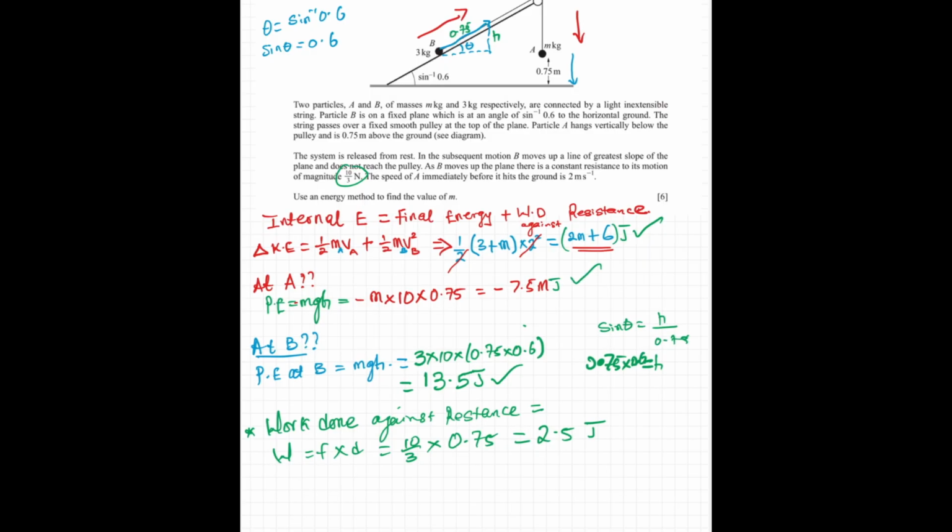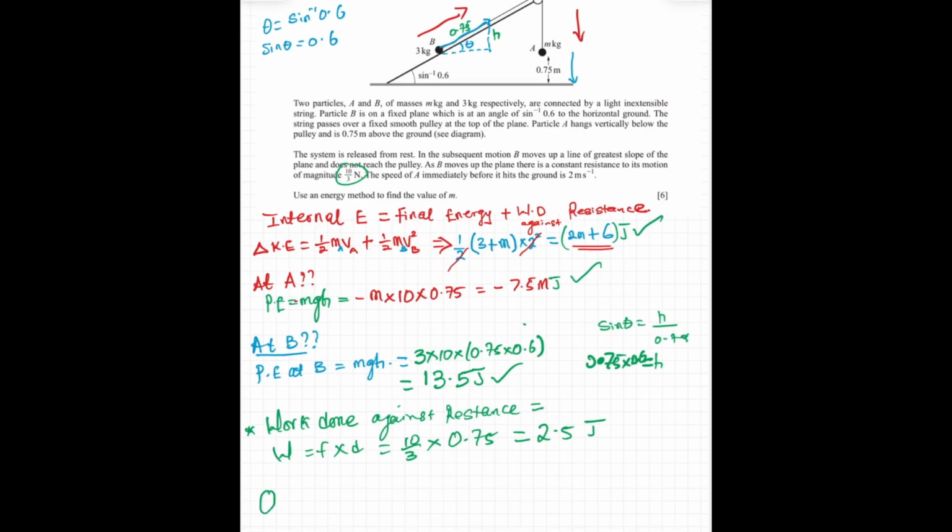So now let's apply the work energy principle. Internal energy is 0 at the beginning, is equal to, I will just rewrite it somehow so that it makes sense, so 0 is equal to change in kinetic energy plus change in potential energy plus work done against resistance. That's the same thing as the formula.